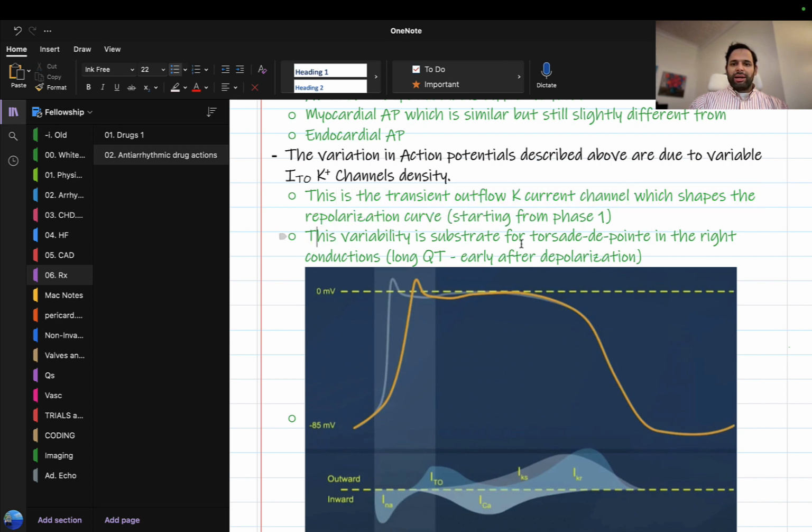This variability is a substrate for torsade de pointes in the right conduction setting, which is long QT, and that will lead to early afterdepolarization. So long QT is due to the prolongation of this phase, and you have a potassium channel that's working here. It starts here in phase 1 and then goes down, prolongs the QT, and as you prolong the QT, you can have propensity for more afterdepolarization, which will occur in this area.